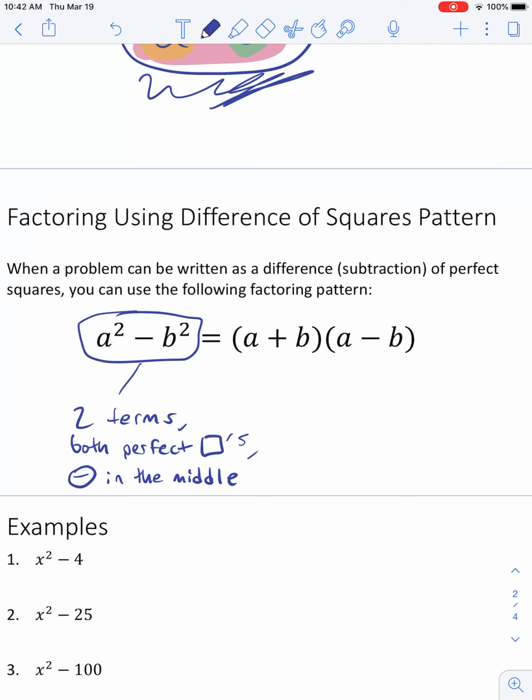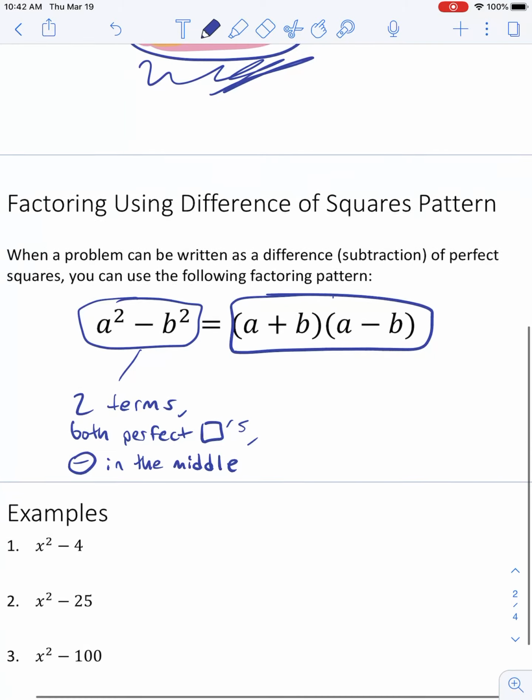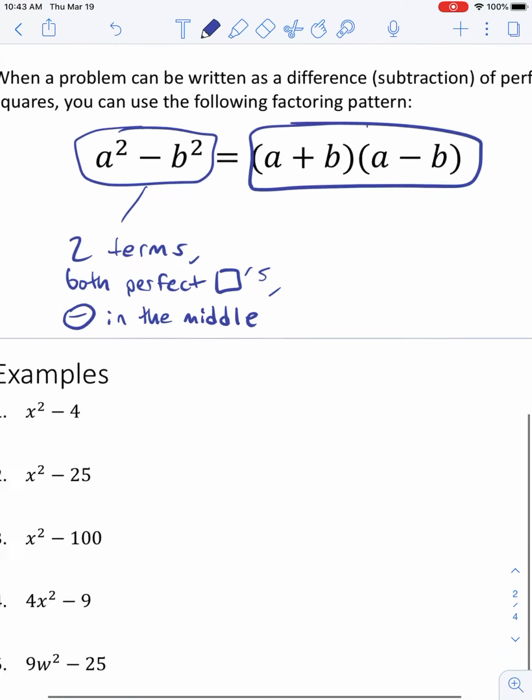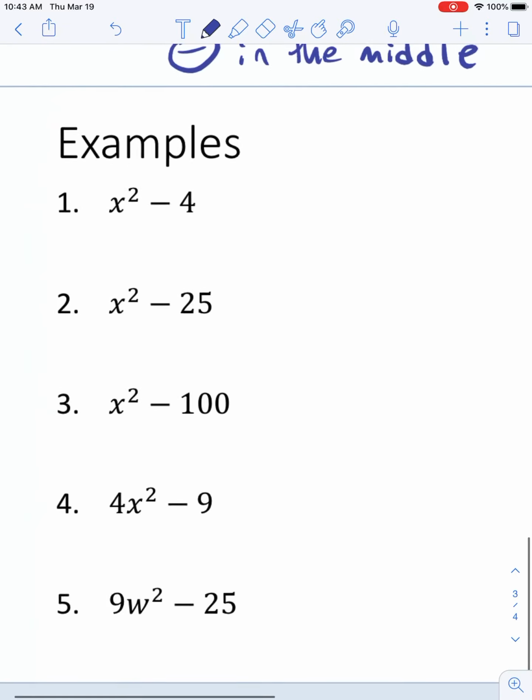If we ever see two terms with subtraction in the middle, we can go to this factoring pattern, where we take the square root of the first term plus the square root of the second term, and then we do the exact same thing but with minus in between. So we're just going to crank out 5 examples of this, and I think you'll start to catch the pattern.